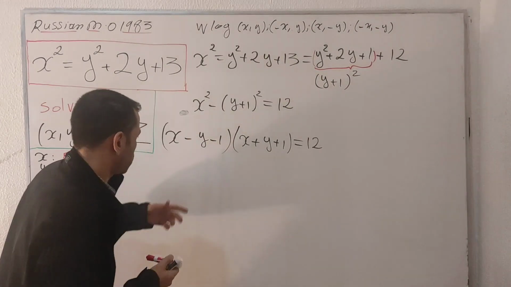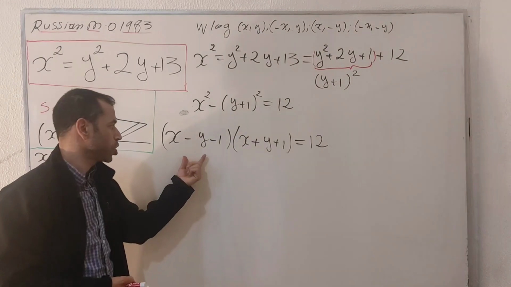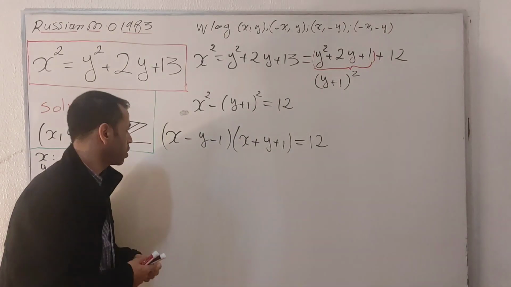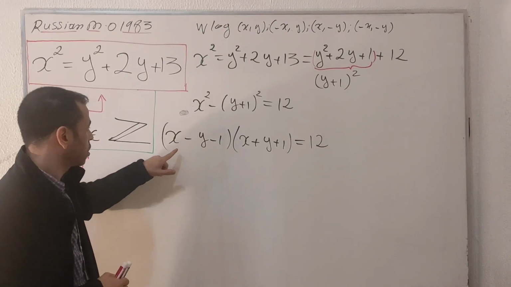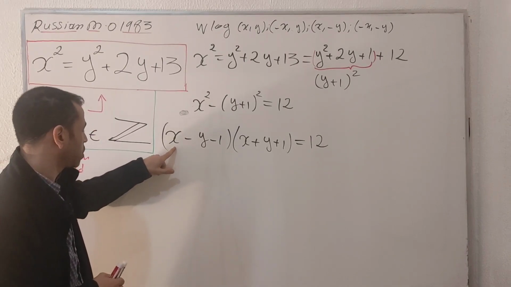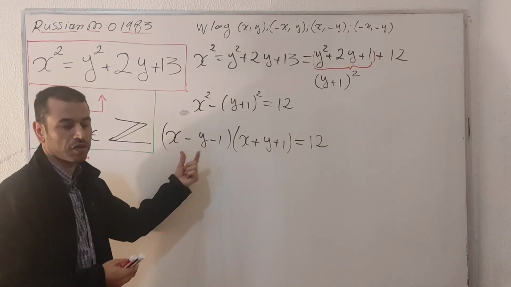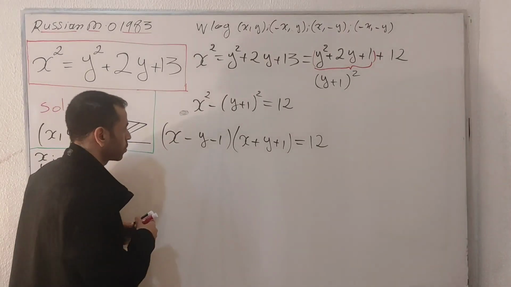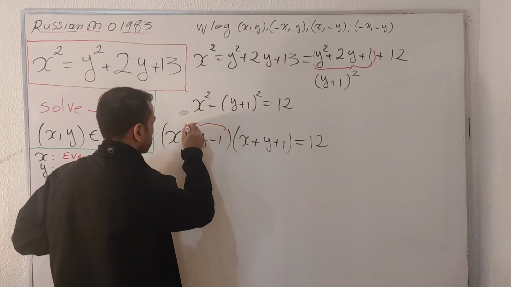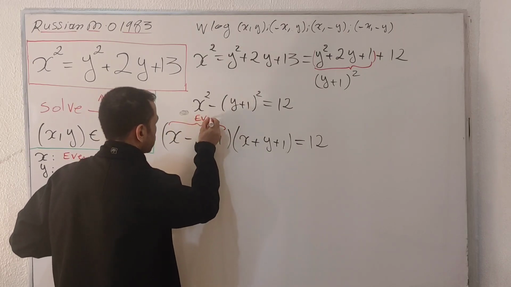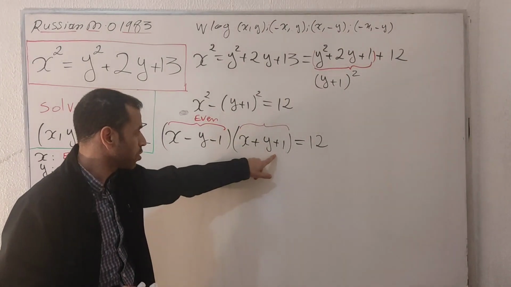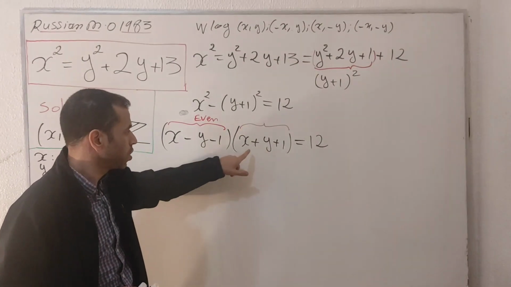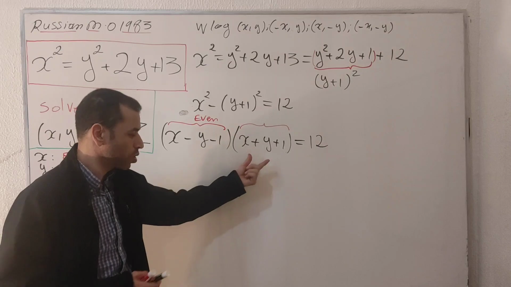Okay, now let's check the parity of both terms. Since we know y is odd, that means y minus 1 is even. And x is even. That means this difference is even. That means this term is even. And also here we have y is odd, so y plus 1 is even. We know x is even, so this one is even.